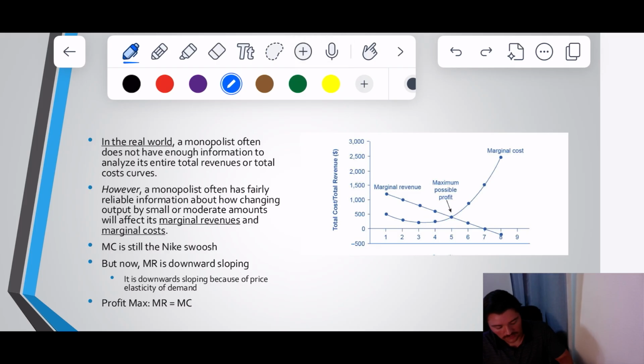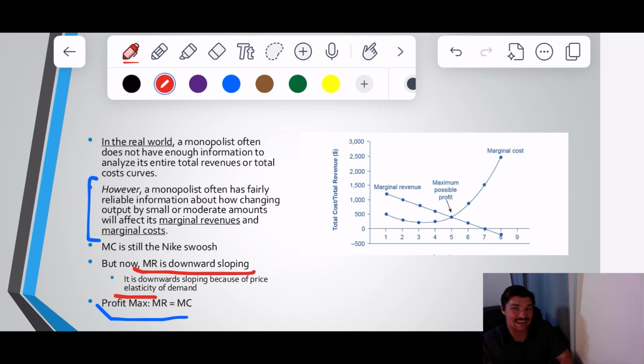So in the real world, a monopolist often doesn't have enough information to analyze its entire total revenue or total cost curves, but we do have enough information about how changing a small amount of output changes your revenue and changes your cost. So therefore, we're going to use marginal revenue and marginal cost to find out where our profit maximization point is. Again, marginal revenue is a downward sloping line, and it's downward sloping because of the elasticity.